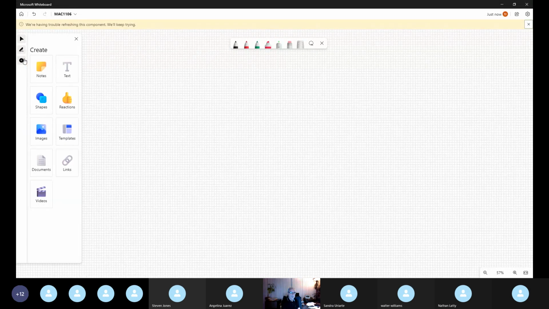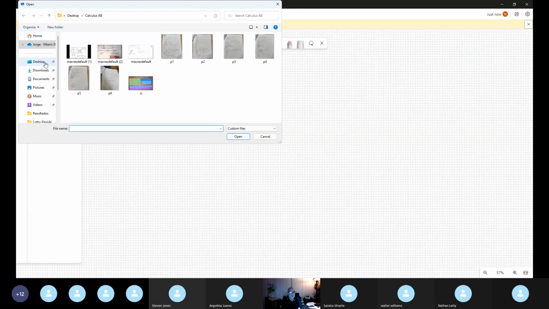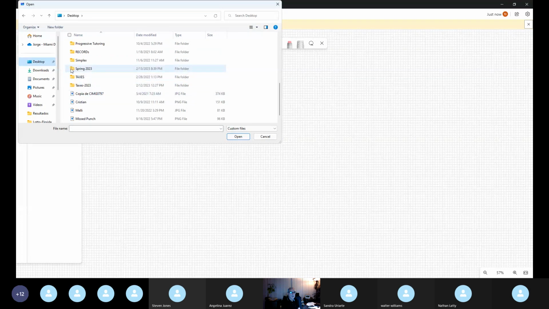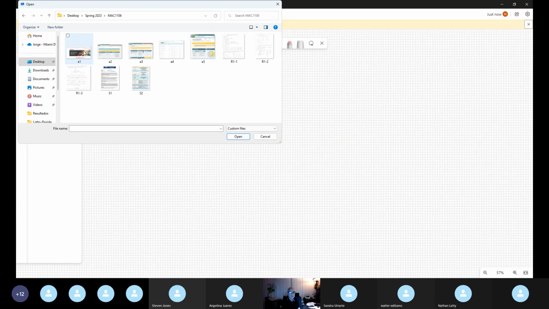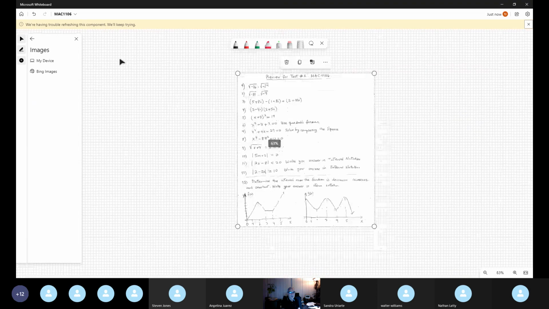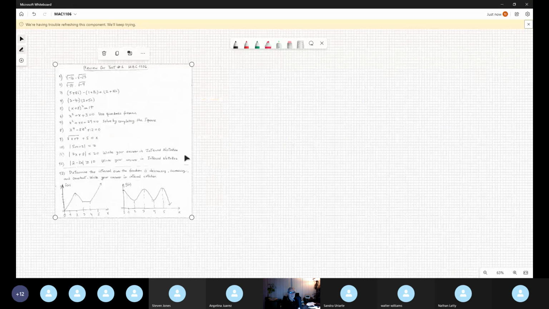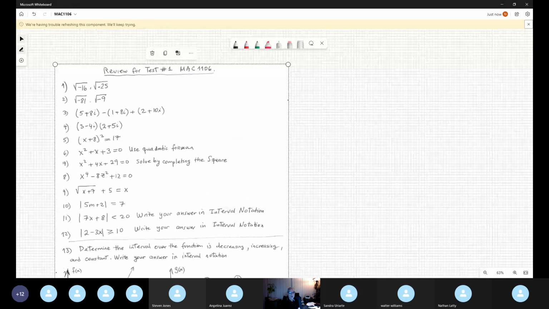Let's do something with the review package. I have the review package here. Let me try to do my best. Where is the review package? Here, on my desktop, in Spring 2023, in the subject MAC1106 review package. Bam, I got it. Do you see the review package, at least the first page? Yes. Excellent.